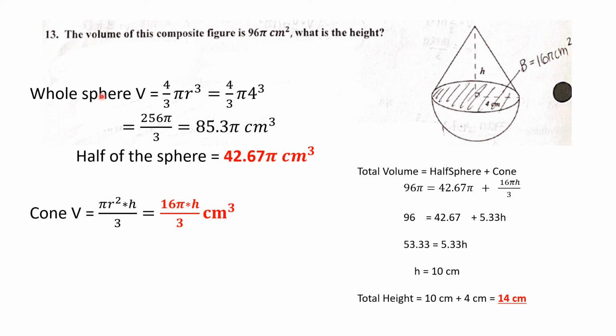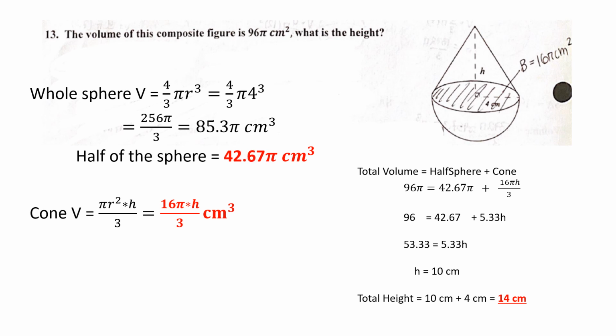If I was going to find the volume of a whole sphere with a radius of 4, I would do 4/3 pi r cubed, 4/3 pi times 4 cubed. Simplify, and a whole sphere with a radius of 4 is 85.3 repeating pi centimeters cubed. But I need half of that because this is just half of a sphere. So the volume of this half sphere is around 42.67 pi centimeters cubed. A fraction version would be 256 divided by 6, or a simplified version of that. Again, 42.67 pi centimeters cubed, and this is a rounded value.